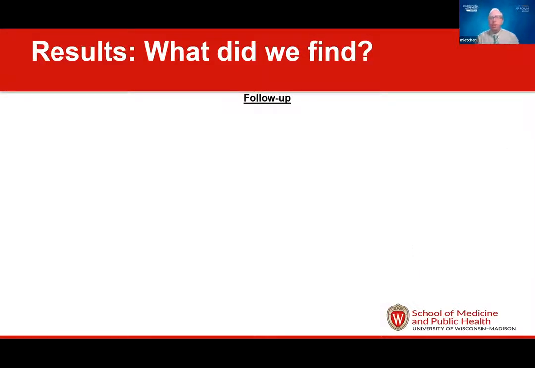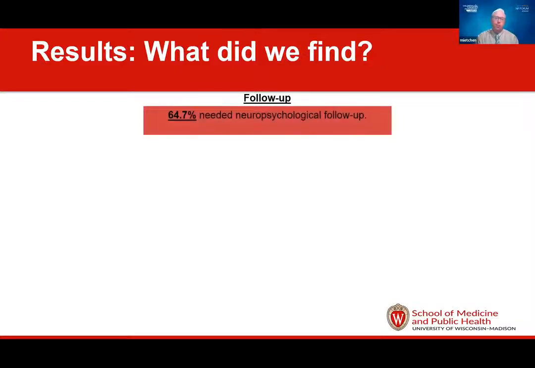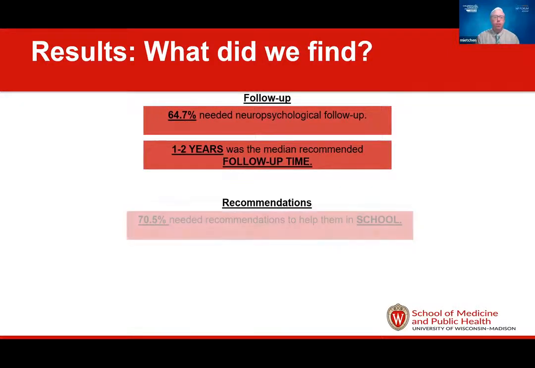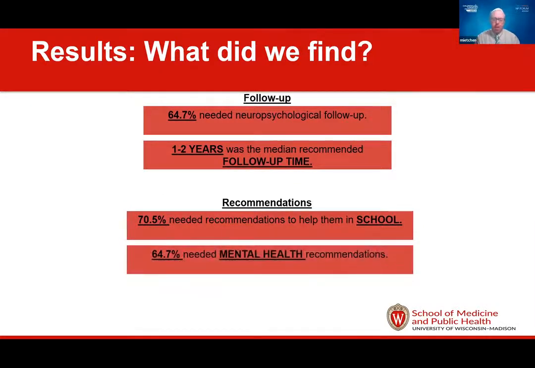We also wanted to know if this screening could help us identify kids who needed additional follow-up, and if the screening could help us give targeted recommendations for each individual child. So about 65% needed neuropsychological follow-up. It was recommended that they have neuropsychological follow-up in the future. And the median recommended time for follow-up was 1 to 2 years after this screening evaluation. About 70% needed recommendations to help them in school, and about 65% needed some form of mental health recommendation for things like mood disorder, anxiety, or ADHD.